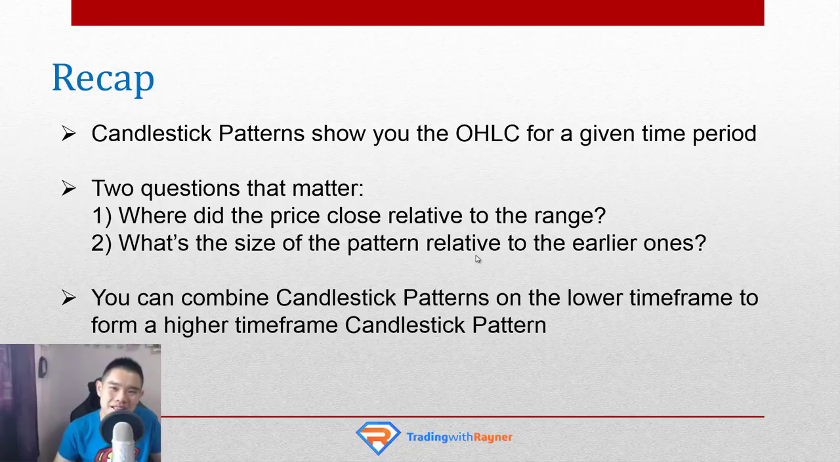What's the size of the pattern relative to the earlier ones? If the pattern is of similar size, then it tells you that there's really not much conviction behind the move, right? But if the pattern is huge, right, 2 or 3 times larger than the earlier range of those candles, then it's telling you that, hey, there is conviction, right, behind this particular move. And finally, right, I shared with you how you can actually combine candlestick patterns on a lower time frame, right, to form a higher time frame candlestick pattern.